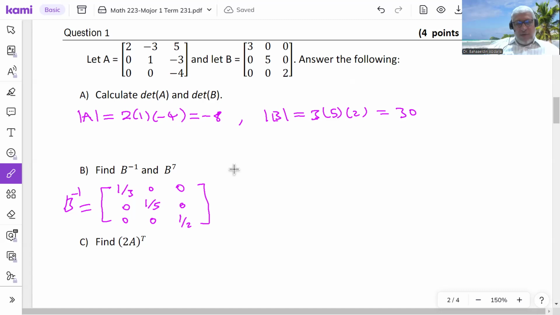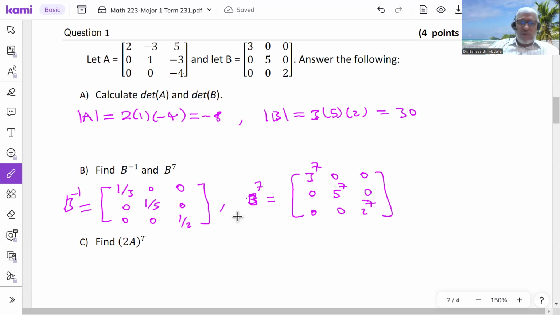When the matrix is a diagonal matrix, it's very easy to find the inverse. Also, it's very easy to find powers of matrices. B to the power 7 means B times B, 7 times. If it is not diagonal, for example, A to the power 7 is not easy to calculate. But since B is diagonal, B to the power 7 is just 3 to the power 7, 5 to the power 7, and 2 to the power 7. So that's the answer.